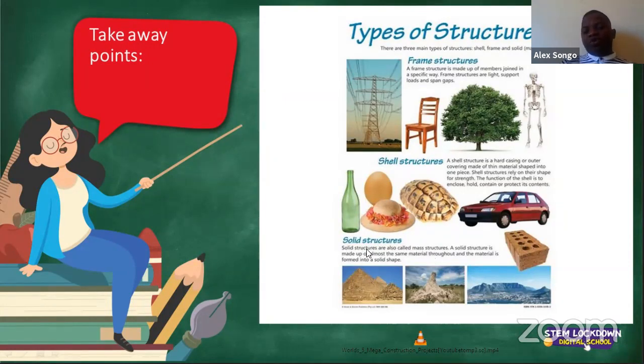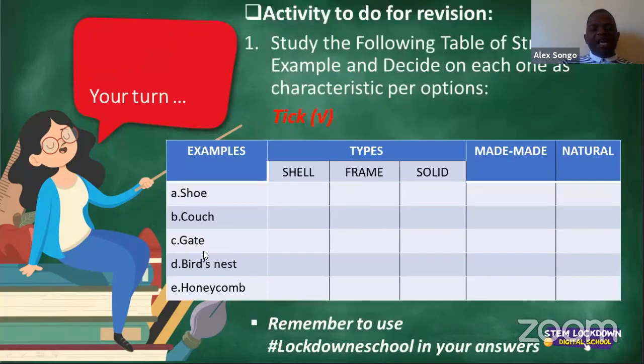Then we go on to solid structures. Solid structures are usually made up of one type of material, like a mountain that is made up of soil over a long period of years, like a cement brick that we can see here that makes a wall, ladies and gentlemen, and of course trees. All of these are great examples of solid structures.